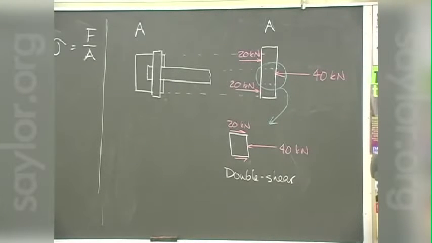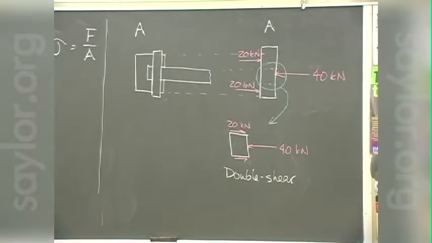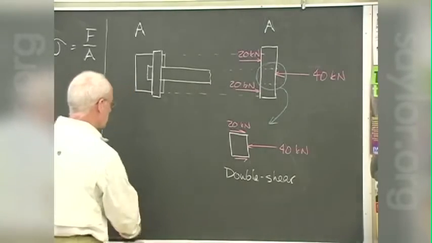Is this piece in equilibrium? Yes or no? Phil, you're nodding? Samantha, you're nodding, yeah? David? Yeah, the piece is in equilibrium because whatever couple is caused by the 20 kilonewtons is defeated by the 40 kilonewton itself.